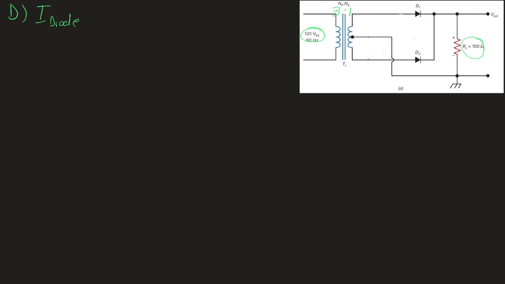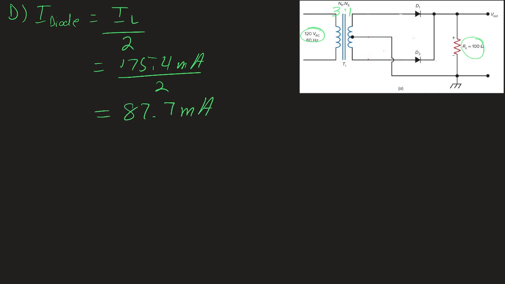Next, we need to calculate the current through the diode. So we just determined that I sub L was 175.4 milliamps. Well, there's two diodes, so each diode is going to get half that current. So the current through the diode is going to equal the total current divided by 2. So that's going to give us 175.4 milliamps divided by 2, which gives us 87.7 milliamps.